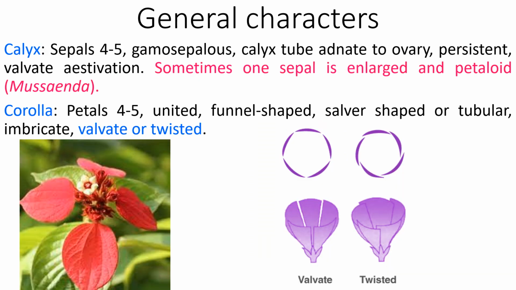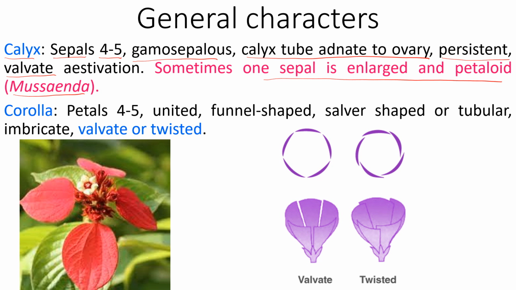Let us understand the floral characteristics. To begin with, the calyx. Member of calyx is called a sepal, which are 4 to 5 in number. Gamosepalous condition. Calyx tube is adnate to the ovary. Calyx is persistent and aestivation is valvate type. Sometimes one sepal is enlarged and it is petaloid, for example, Mussaenda. Here, in that structure you can see a huge petaloid sepal.